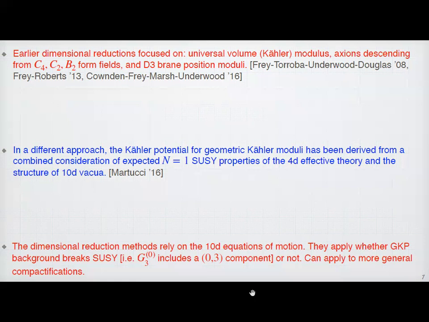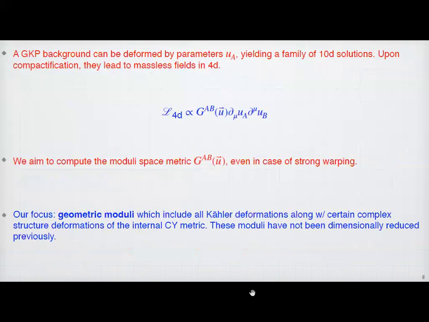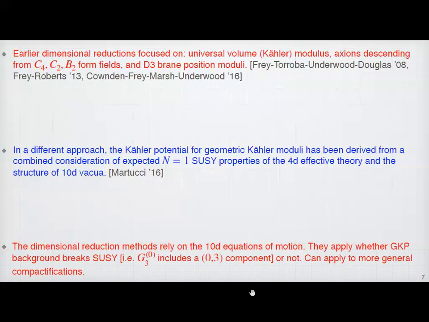Okay. So I should mention that in a different approach, the Kähler potential for the geometric Kähler moduli has been derived from a combined consideration of expected N=1 supersymmetry properties of the effective theory and the structure of the 10D vector. Therefore, if we can compute the metric, at least for the Kähler deformations, we can check with Martucci's result whether we agree or not. So disclaimer, we agree, okay.